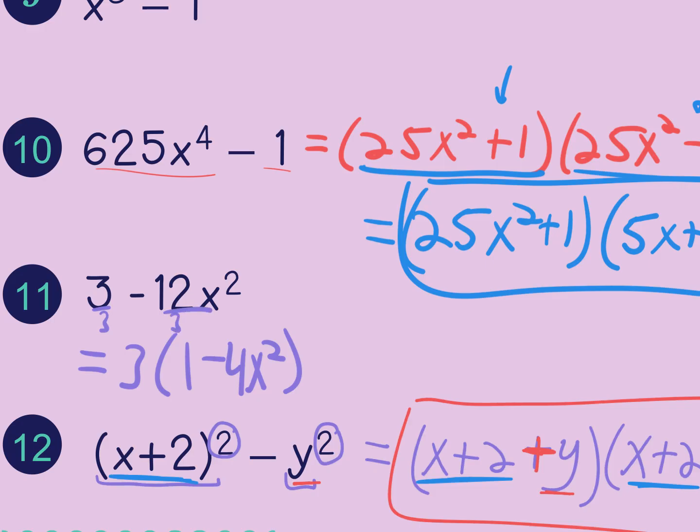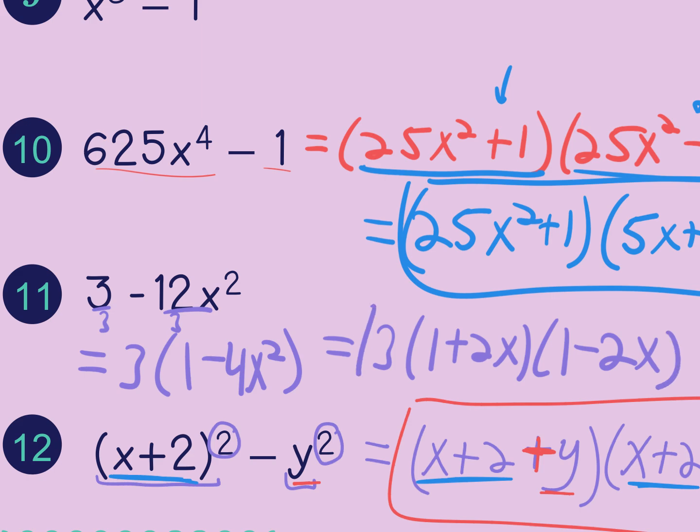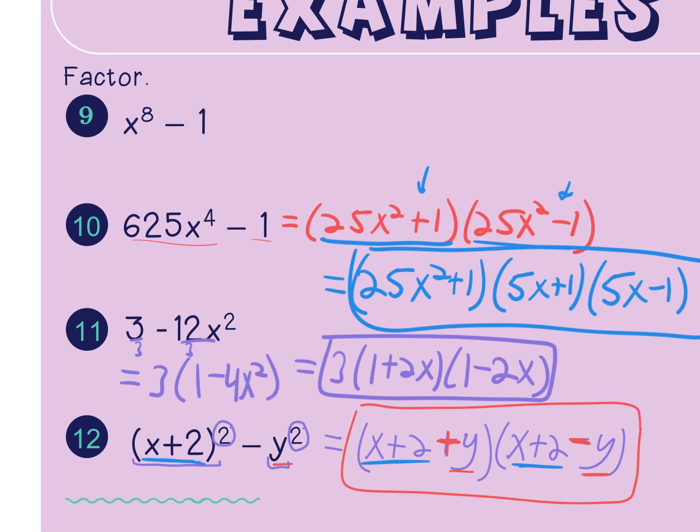All right, our GCF. And then when you look at the inside, 1 minus 4x squared, those are perfect squares, and there is a minus in between. So this is 3, 1 plus, what's the square root of 4x squared? 2x, and then we get 1 minus 2x. Okay, nice, guys.